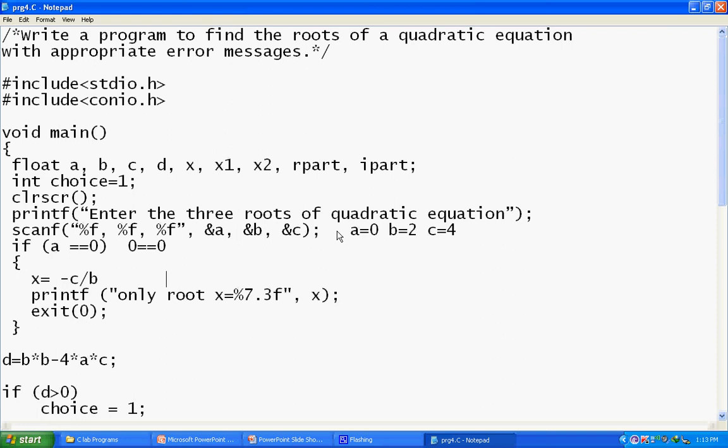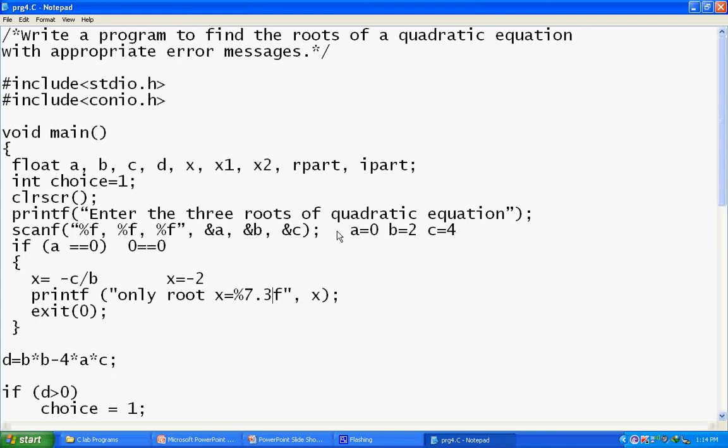You will get the value of x over there. For example, here x is equal to minus, the value of c is 4 divided by the value of b is 2 here. 4 divided by 2, I'm going to get 2 here. So the value of x is minus 2. It goes for printing the value of x here as minus 2.